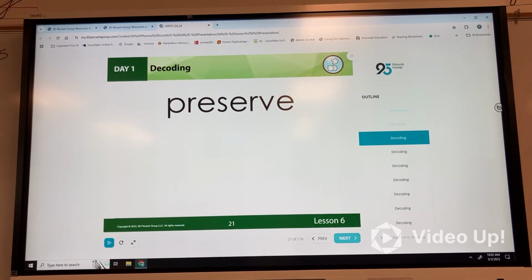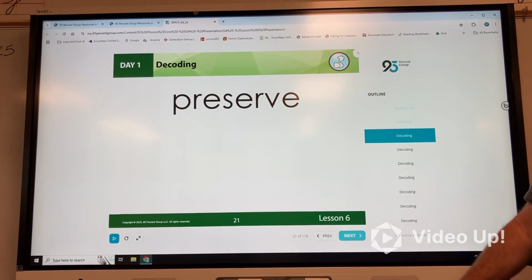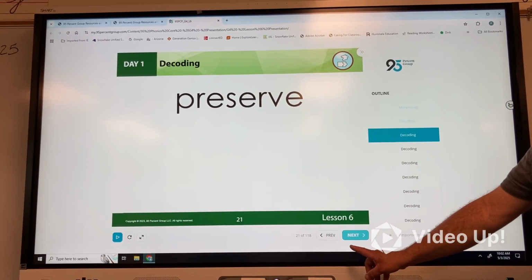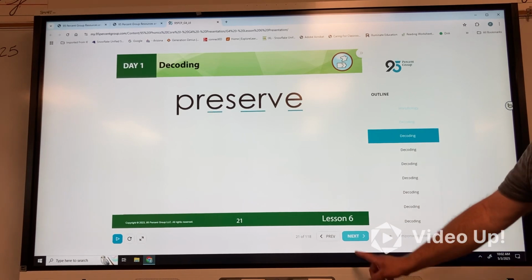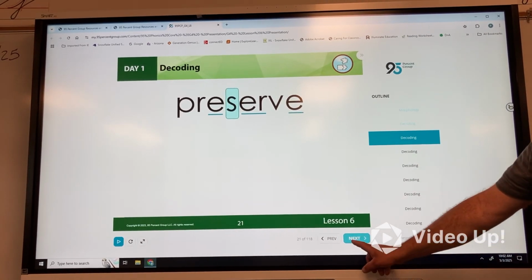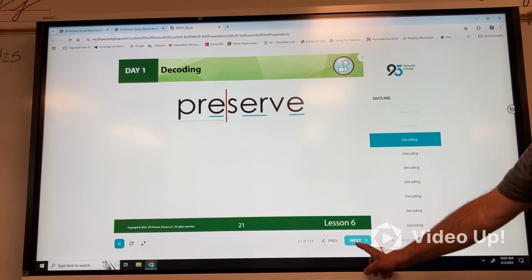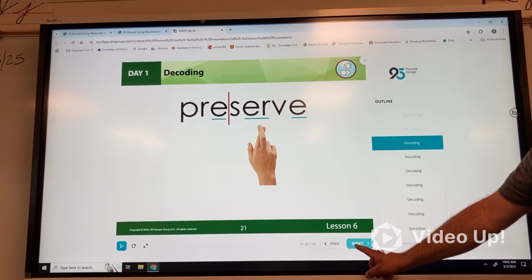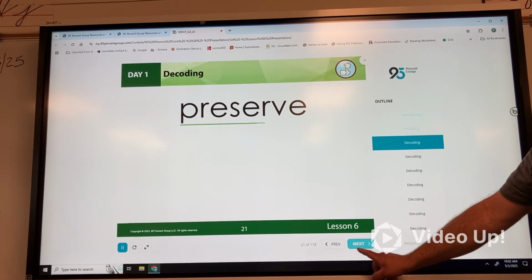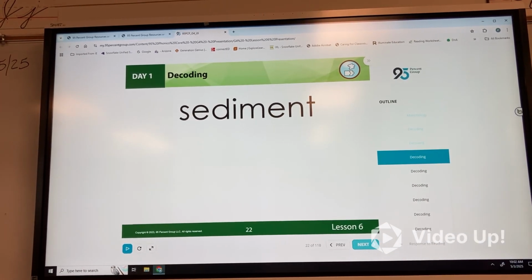The next word is more illustrative of the things that we're focusing on this week, which is the vowel R sound. So in the word preserve, how many syllables? There are 2 syllables. You can see you divide it there. You have an open syllable, and then you have your vowel R syllable, and then you read it together. And once again, you have an example sentence.